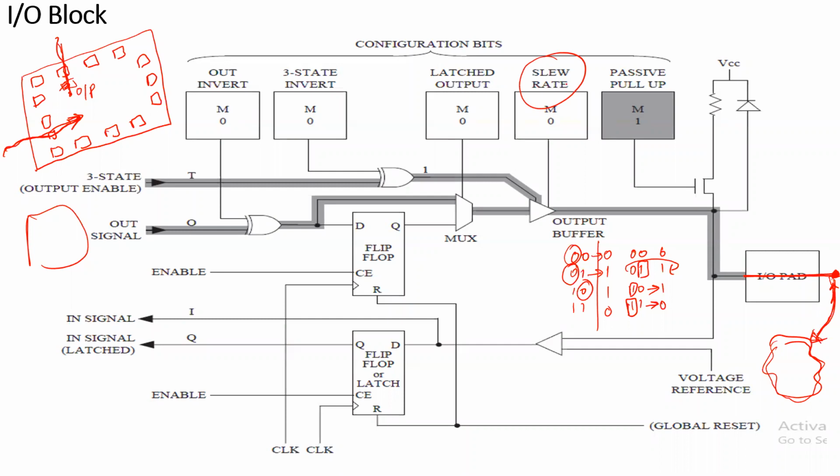So that's what we can understand about the slew rate. Therefore we have to program the slew rate bit value accordingly. Because of the slew rate, it is possible to reduce the noise introduced when we are connecting the output of the FPGA to the external device.